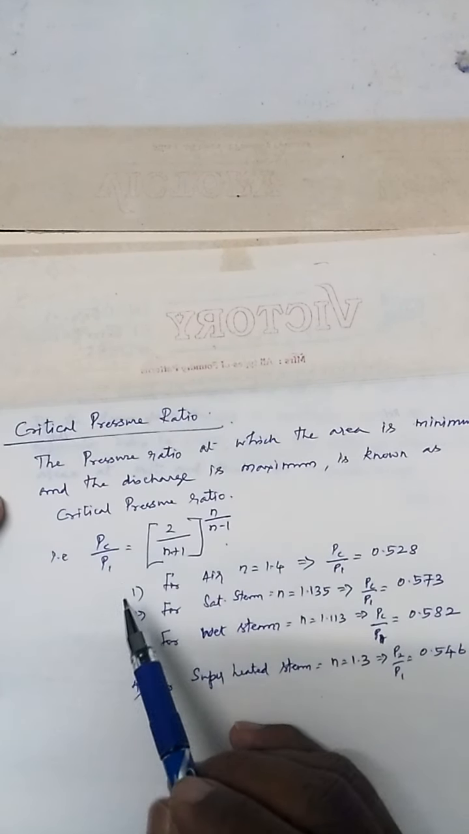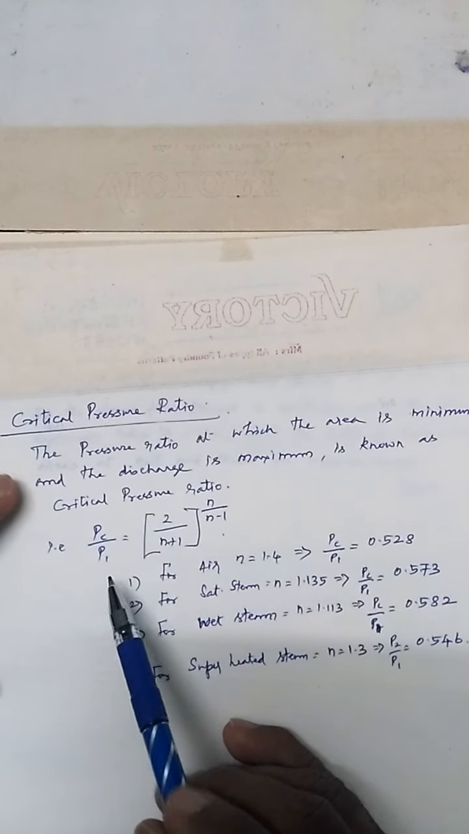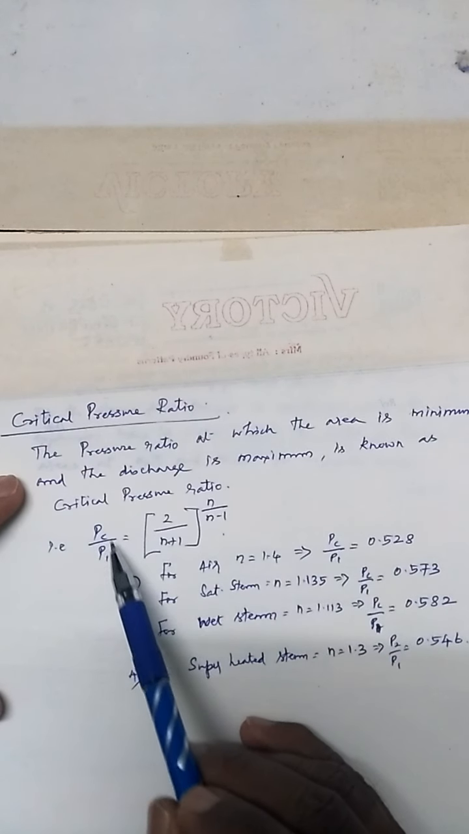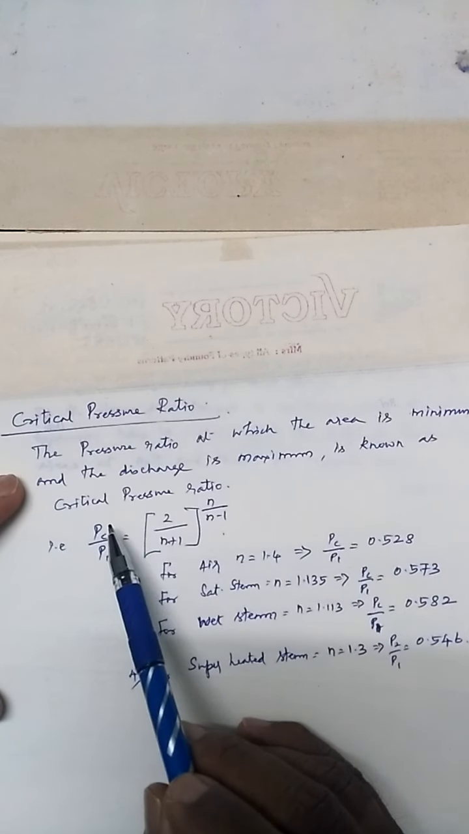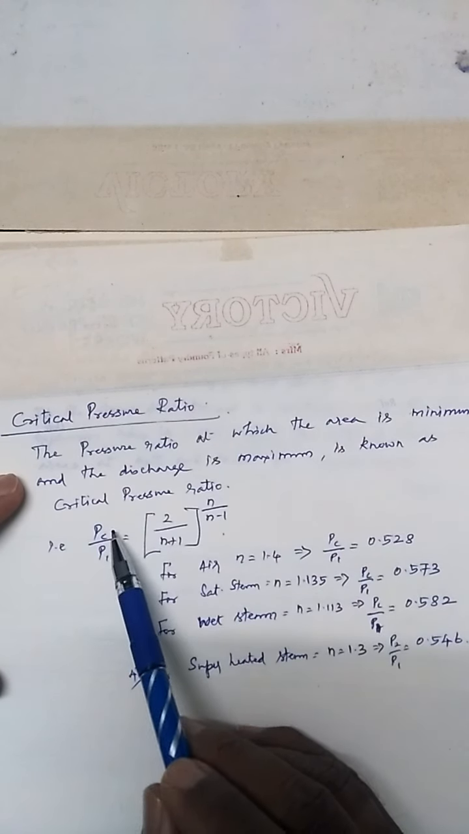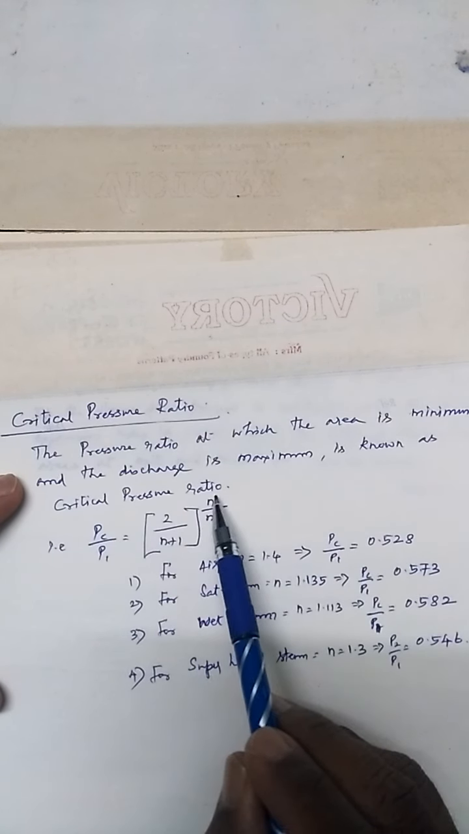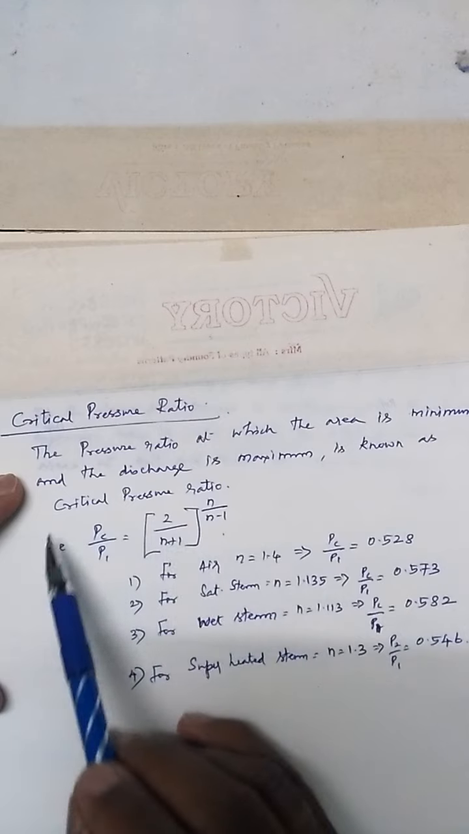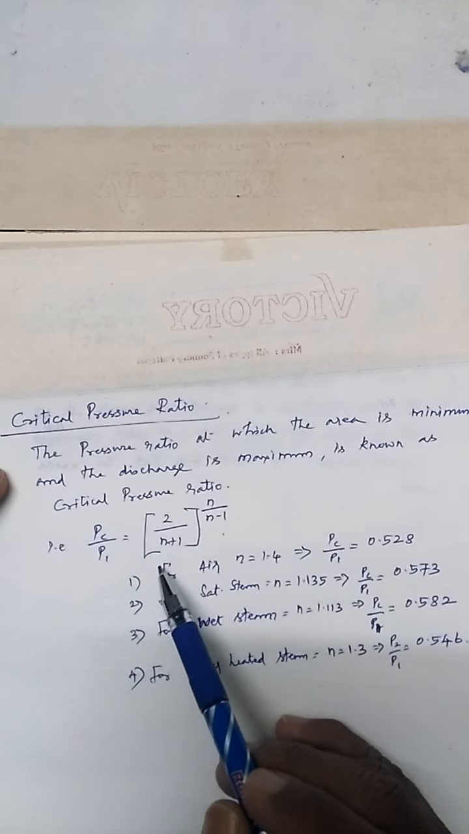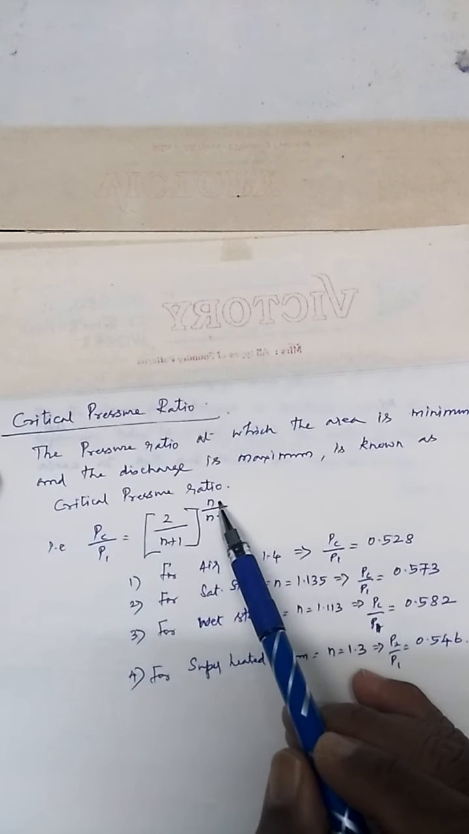And the simplified form to find the critical pressure ratio, the approximations are given. So this Pc by P1 is nothing but the minimum cross-sectional pressure and the inlet pressure P1. Pc by P1 is equal to (2 divided by n plus 1) power n divided by n minus 1. So using this relation we can calculate the critical pressure ratio for various n.